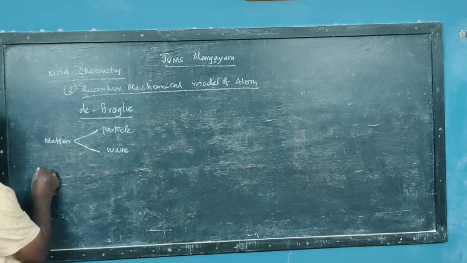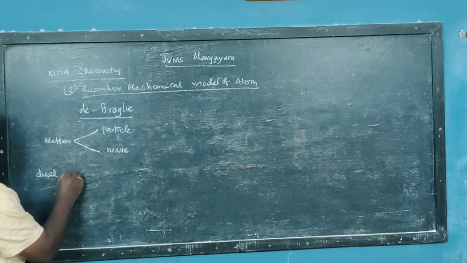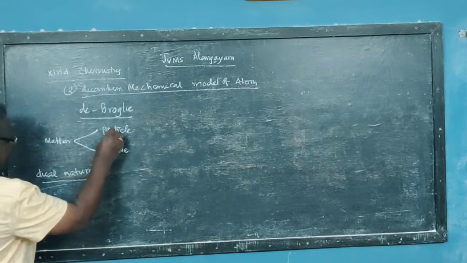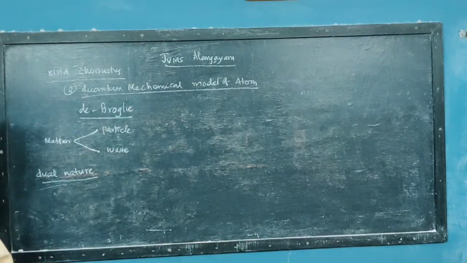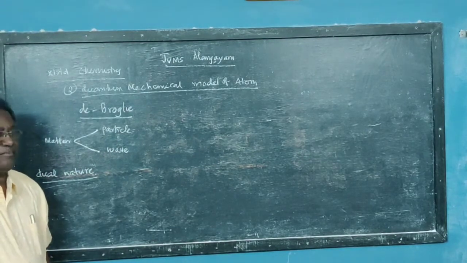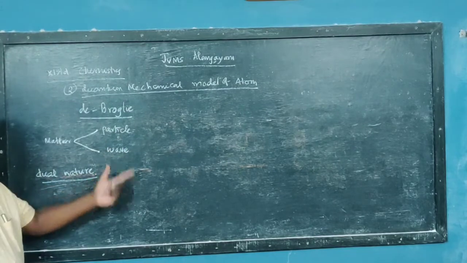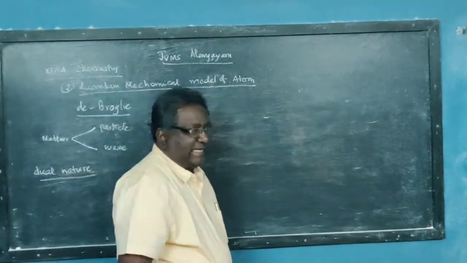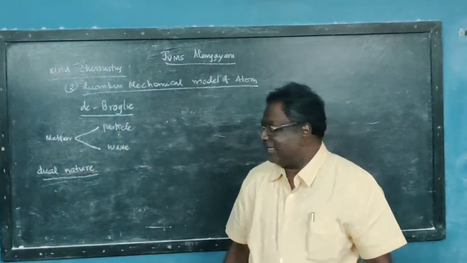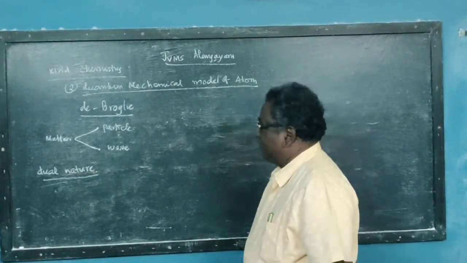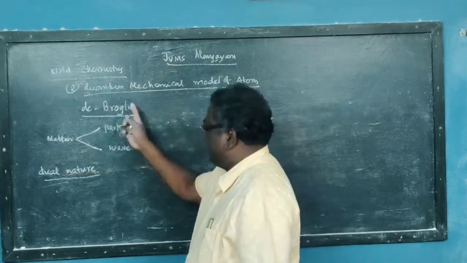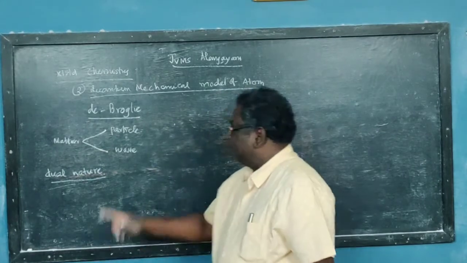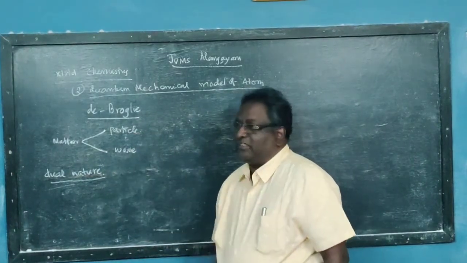So what is dual nature? Dual nature or dual character is the character of possessing both particle nature and wave nature. So electron is also expected to have particle nature as well as wave nature. Because of that, finding the position of the electron in an atom becomes slightly difficult, right? So according to de Broglie, the electron present in an atom has got dual nature. It has particle nature, it has wave nature.